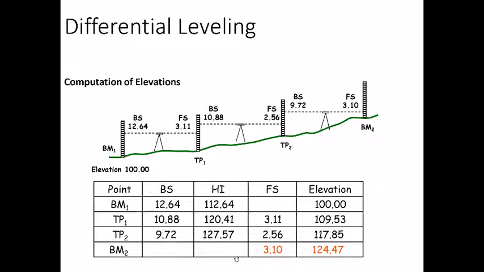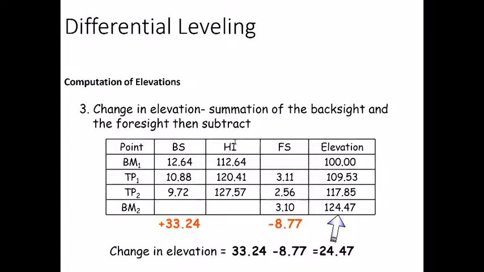Once you have filled out this table correctly, there is a check that we can apply. The check is that the summation of the backsights minus the summation of the foresights is the difference in reduced level between our initial point and our last point. The difference between the summation of backsights and foresights is 24.47, which is actually the difference between the reduced level of our last point and the reduced level of our first point. So once you are done with the calculations, you can apply this check to see if the calculations that you have performed are correct or not.